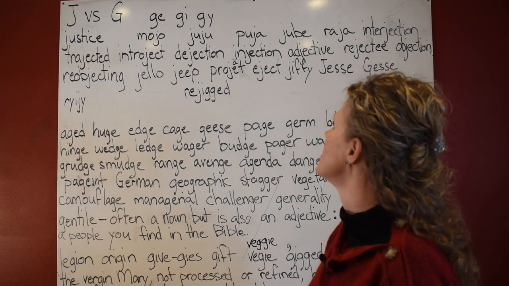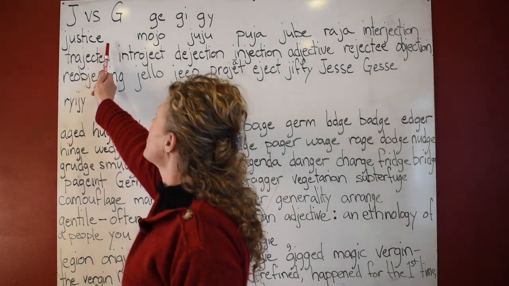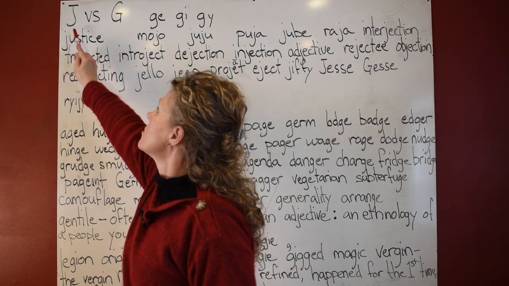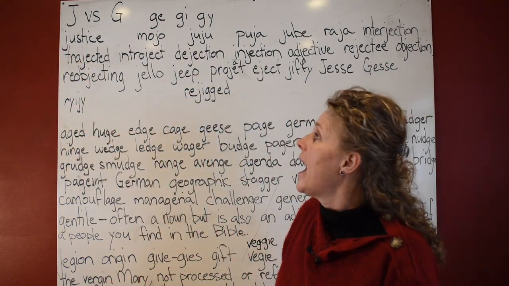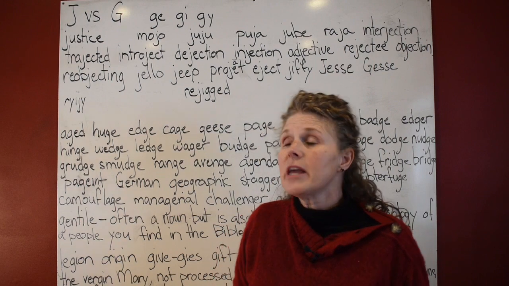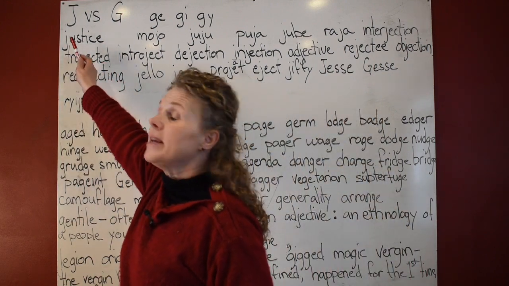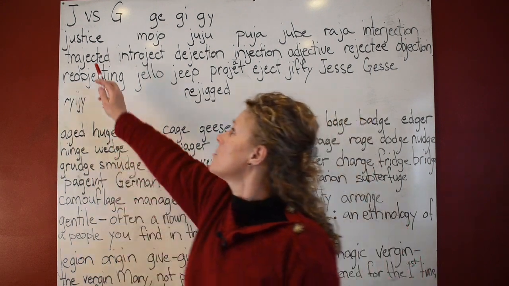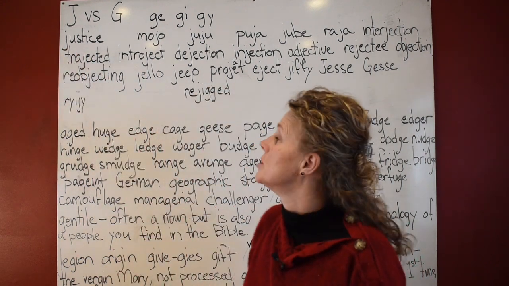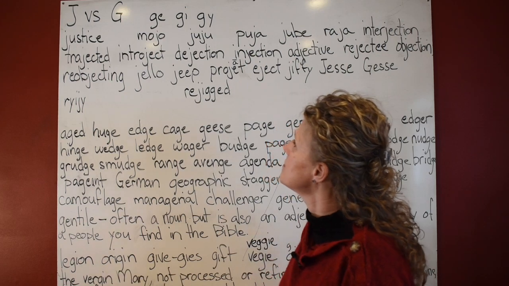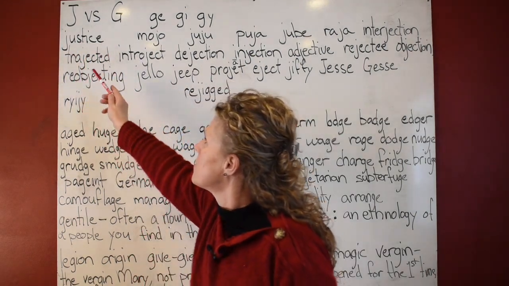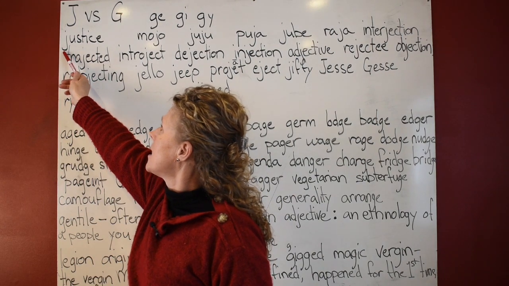Now, let's go ahead and start with the word justice. See how it starts with a J. And it doesn't matter if it's followed by an E, I, or Y, or any vowel, whatever it's followed by, it will say the J sound. Does that make sense? Justice, justice. And it's saying the J sound.